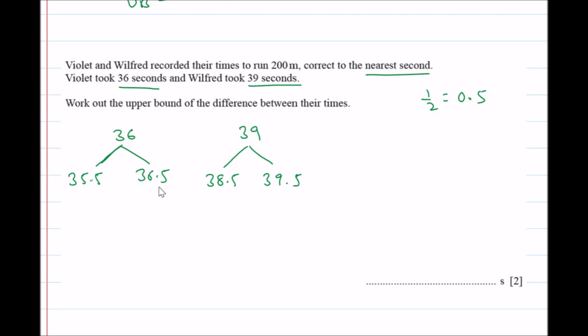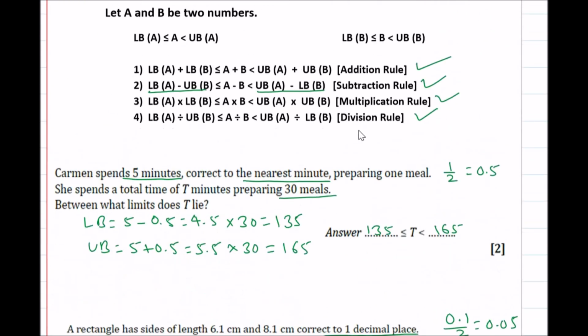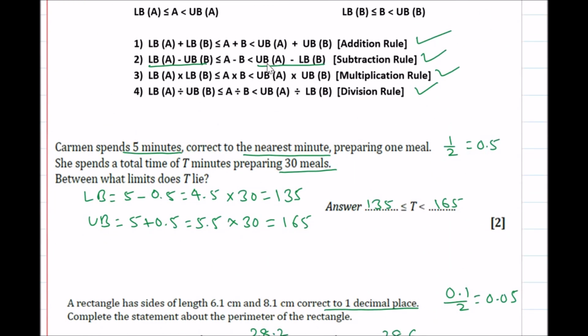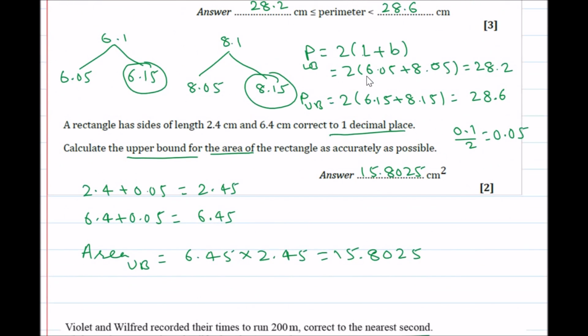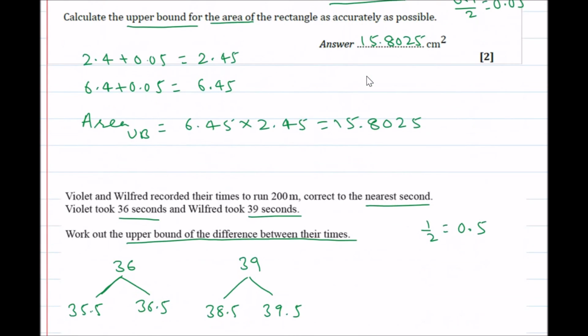In this case, what is the question asking? The upper bound of the difference between their times. Difference means subtraction is involved. To find the upper bound of a difference, the rule says: upper bound of A minus lower bound of B. That means for the first number you have to take the upper bound, and for the second number, which is being subtracted, you have to take the lower bound, because that will give us the largest difference, right?